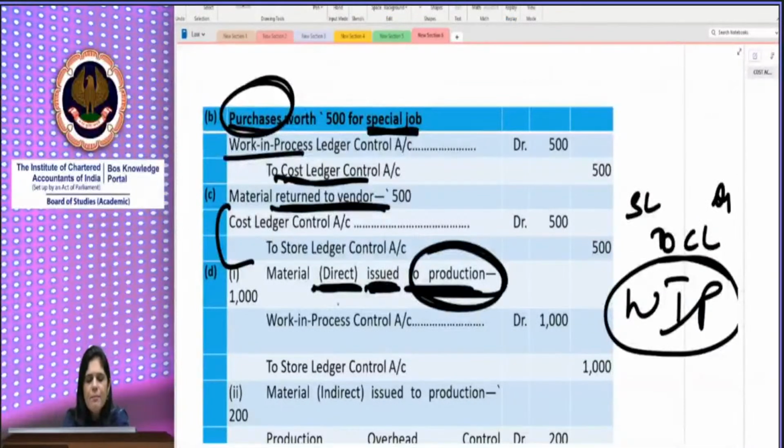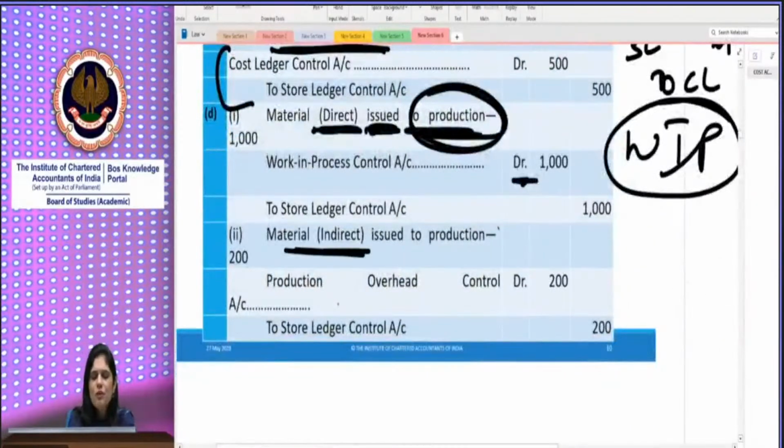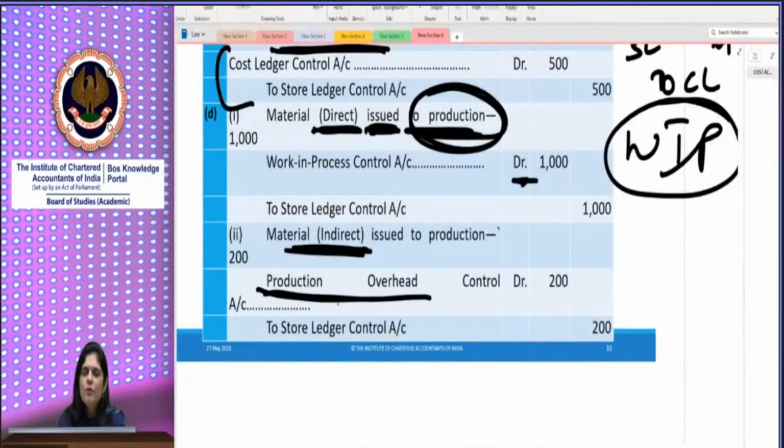So direct material issued to production, WIP will be debited as it is receiving, and stores ledger will be credited as it is giving to the WIP production account. Indirect material issued to production. Indirect material means overheads. Production overhead means factory overhead.